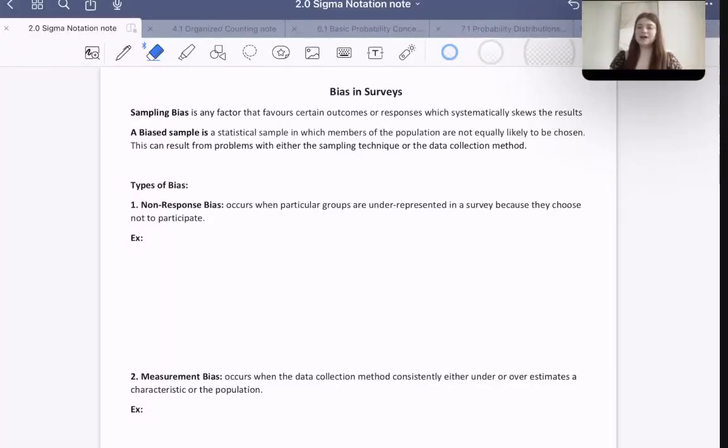Hello, everyone. Welcome back. Last time we talked all about the different methods of sampling in surveys. Today we're going to be talking about sampling bias in surveys.